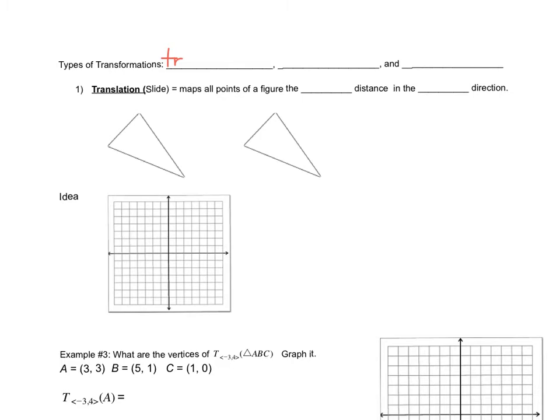One is translations. Okay, that's the one I said earlier, we call it a slide. You're just translating to a new place, you're sliding to a new place, so a translation. The second one is a reflection, which means you're just flipping. Okay, and then the third one is a rotation. Do you remember what the word was for a rotation? Turn.